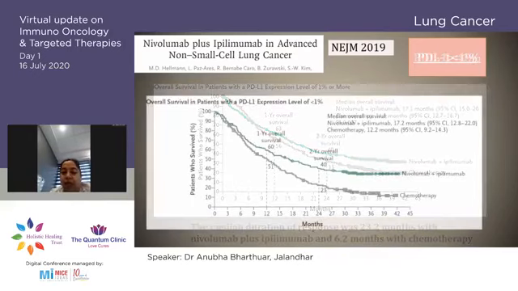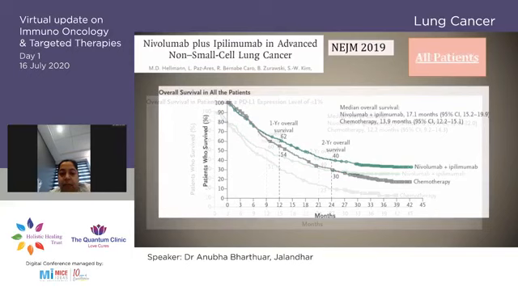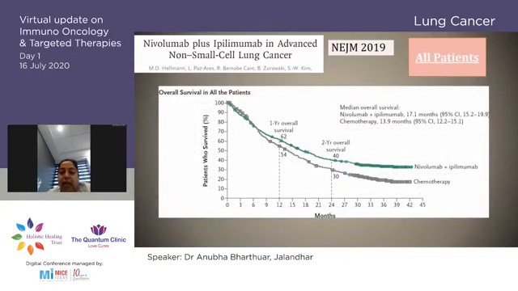Next slide, please. Even for patients who had a PD-L1 less than 1%, the difference in overall survival remained. In fact, it was increased, with the chemotherapy arm doing 12 months alone versus the combination reaching up to 17.2 months, a difference of about 5 months. Next slide, please. And this is the entire cohort, which all showed survival benefit.